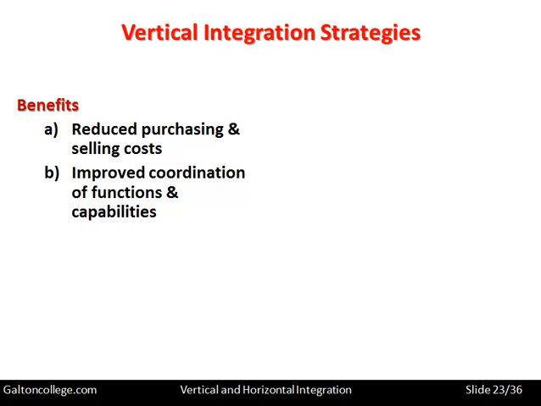There is also improved coordination of functions and capabilities. It's much easier for the company to secure its supplies if it is manufacturing and producing the supplies that it needs. It has it under its own control. Likewise, its supplies to the market can be more finely coordinated. It knows what the outlets require because it owns the outlets if it has vertically forward integrated. So it knows what the outlets want and it can produce to meet those requirements.